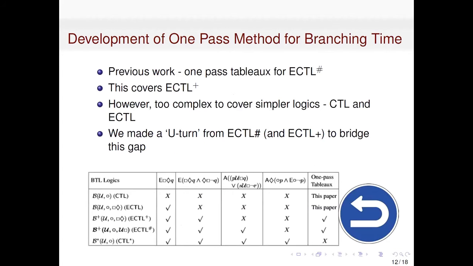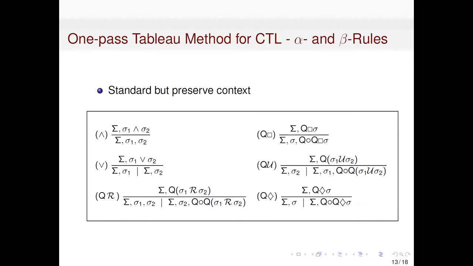So why am I doing it? Well, simply because, as you can see from this table, we have developed the technique of one pass Tableaux for that logic of ECTL sharp that tackles the until fairness. And that covered already the case of ECTL plus. So what we do here, we're sort of doing a sharp U-turn, speaking in terms of driving, and coming back to bridge the gap with the logic CTL and ECTL. Why? Because CTL is a good candidate, of course, for certified model checking. And that was part of the motivation for this work as well.